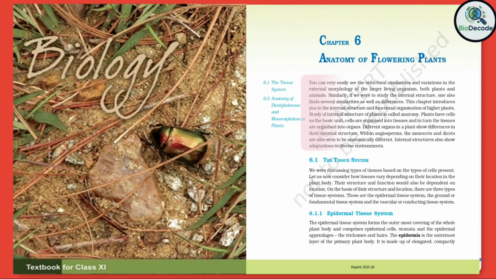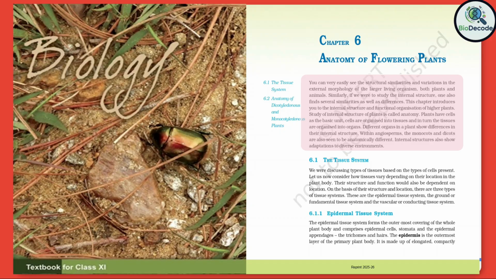You can very easily see the structural similarities and variations in the external morphology of larger living organisms, both plants and animals. Similarly, if we study the internal structure, we find several similarities as well as differences. This chapter introduces you to the internal structure and functional organization of higher plants. The study of the internal structure of plants is called anatomy.